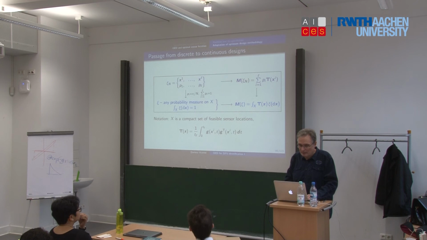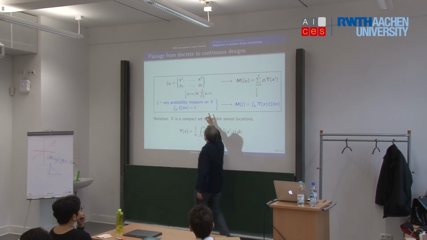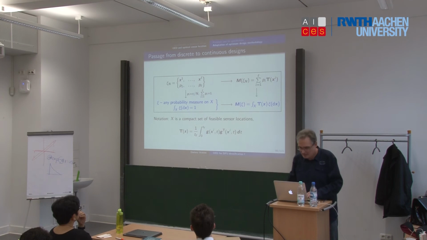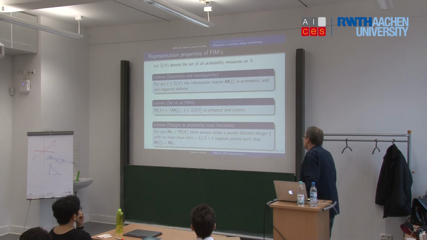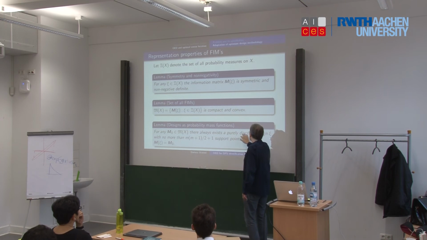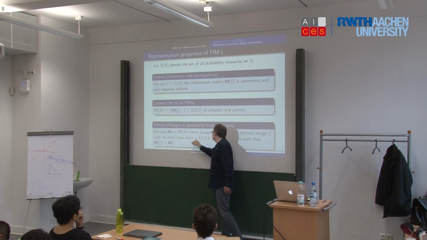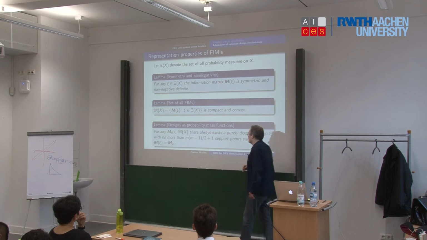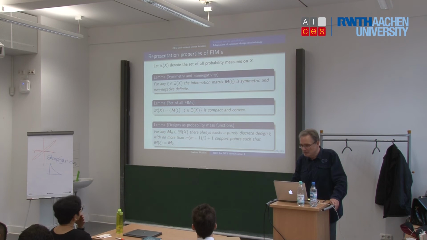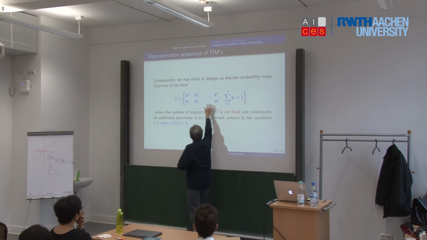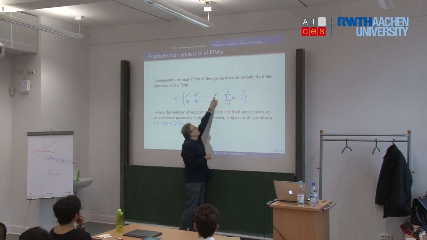Here you can see that we can pass to any probability measures, but after some studies, we can show that instead of dealing with all probability measures, we can restrict our attention to discrete probability measures, discrete designs. And what is more, any design of this type can be concentrated at most this number of support points. So we can still remain in the framework of discrete design. The designs can be considered of this type. The only difference is that the number of candidate points changes, and we optimize these points too.